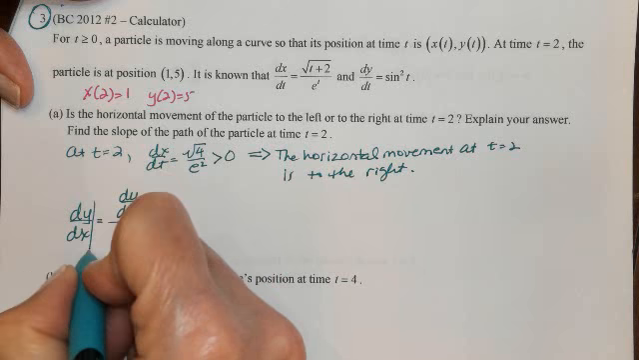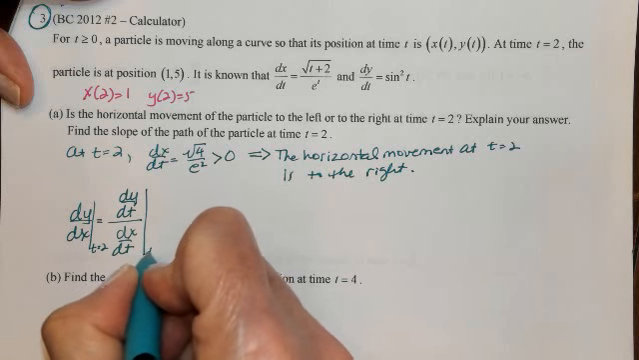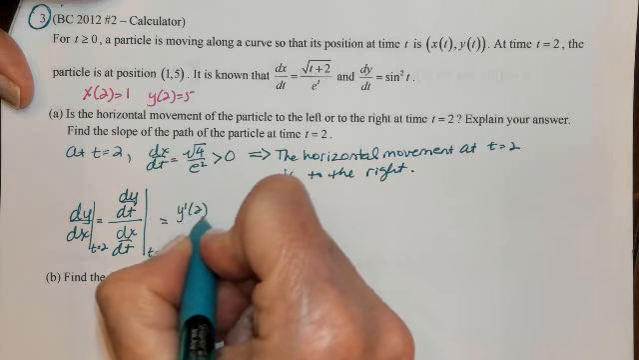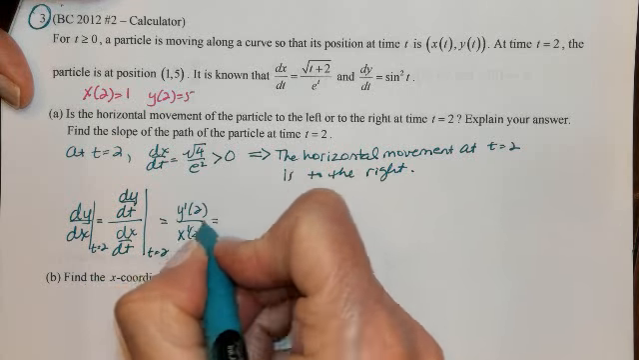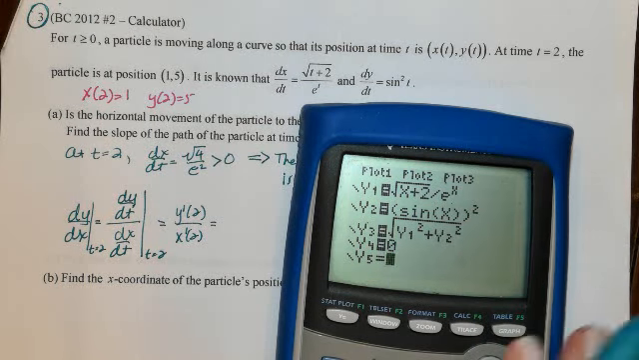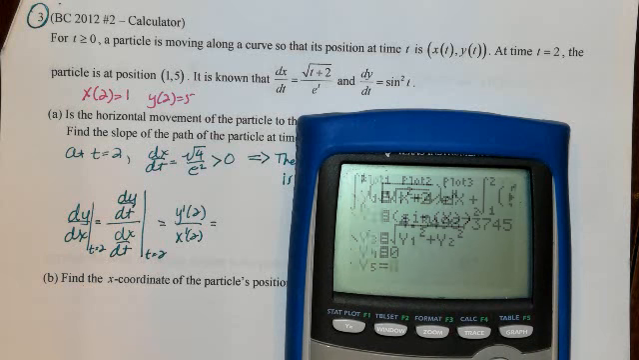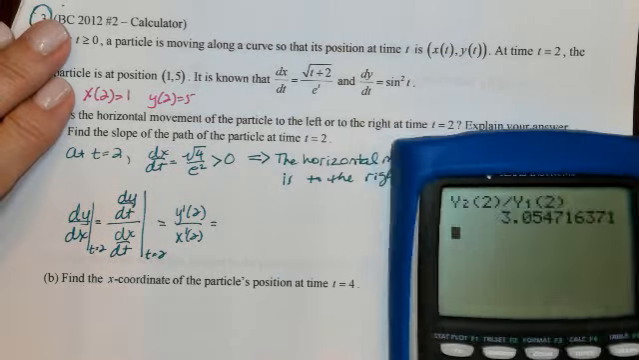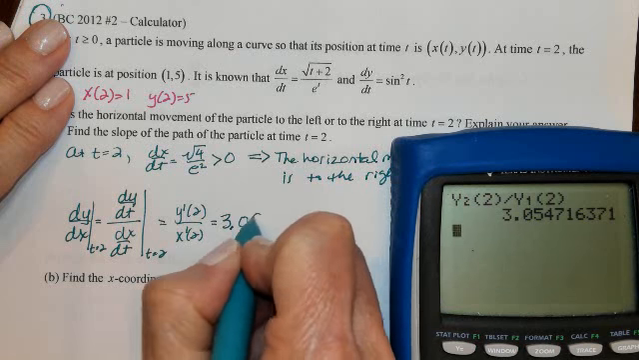So at time 2, good notation here, we need y prime at 2 over x prime at 2, and I can use my calculator for that, right? Because y prime is stored in for y2 and x prime is stored in for y1. So I need y prime at 2 divided by x prime at 2. And this will be the slope, 3.055.